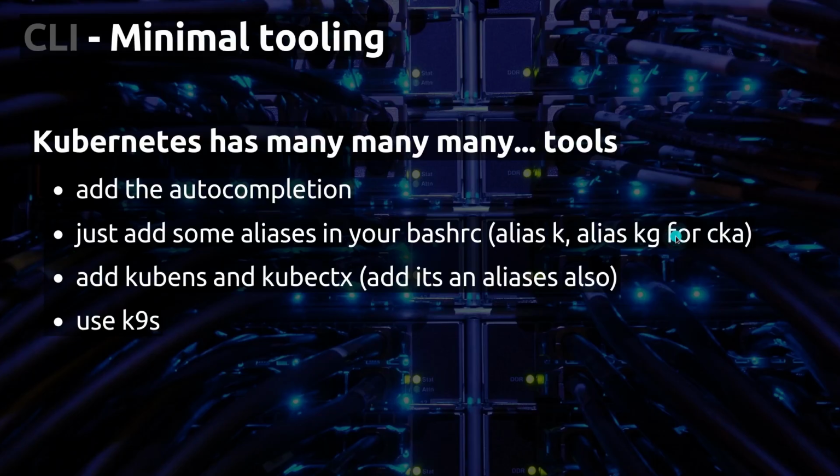Let's go. What we'll see today: in the first step, we want to install the auto-completion for the kubectl CLI. And after that, we add some aliases in our bashrc file. For example, the K key is really important. If you want to pass the CKA, you can just set it at the beginning of the exam. This is really important to do and useful.